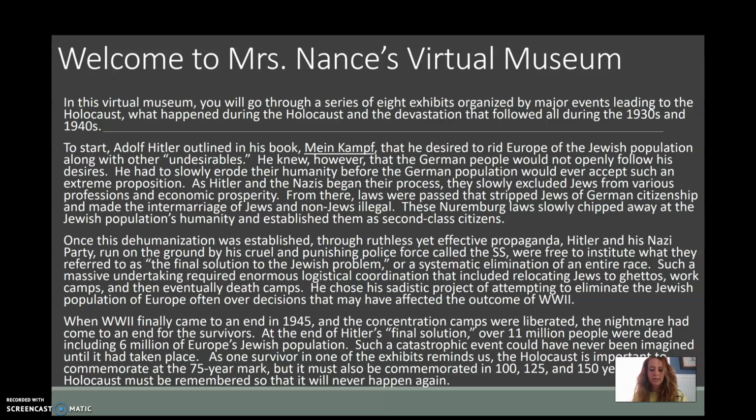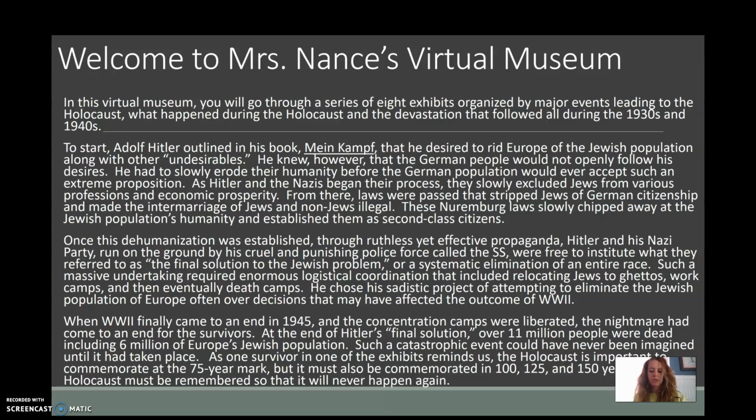As Hitler and the Nazis began their process, they slowly excluded Jews from various professions and economic prosperity. From there, laws were passed that stripped Jews of German citizenship and made the intermarriage of Jews and non-Jews illegal. These Nuremberg laws, as they were called, slowly chipped away at the Jewish population's humanity and established them as second-class citizens.